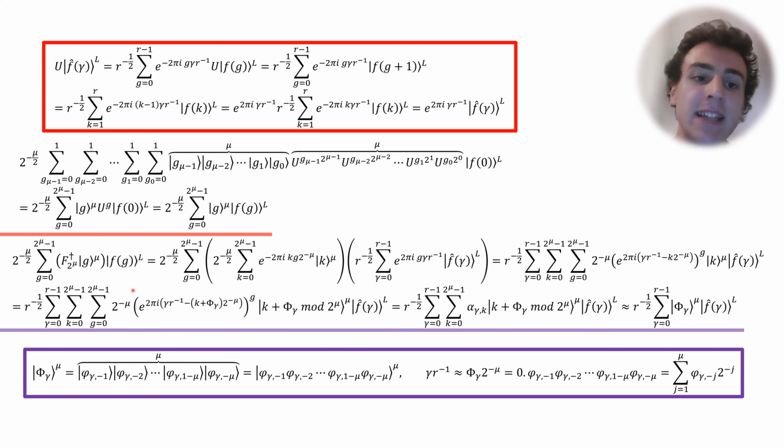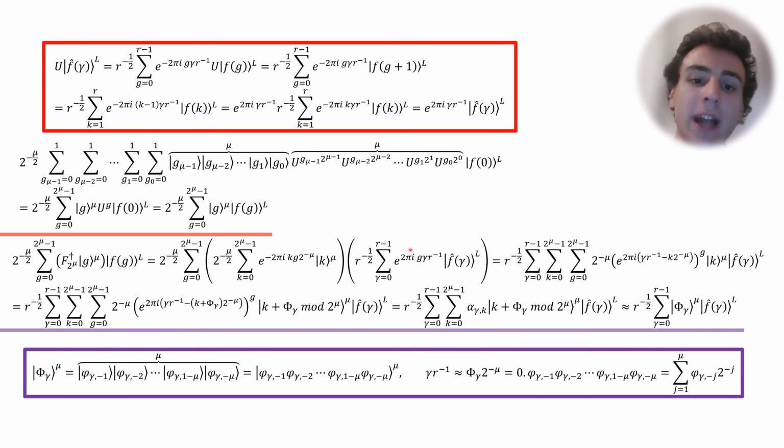Then let's have a look at this f of g state. In that blue box, we saw a way of expressing these f of g states in terms of the f hat of gamma states. So this is a superposition of these f hat states, equivalent to that single f of g state. So now we have this mess of superpositions.